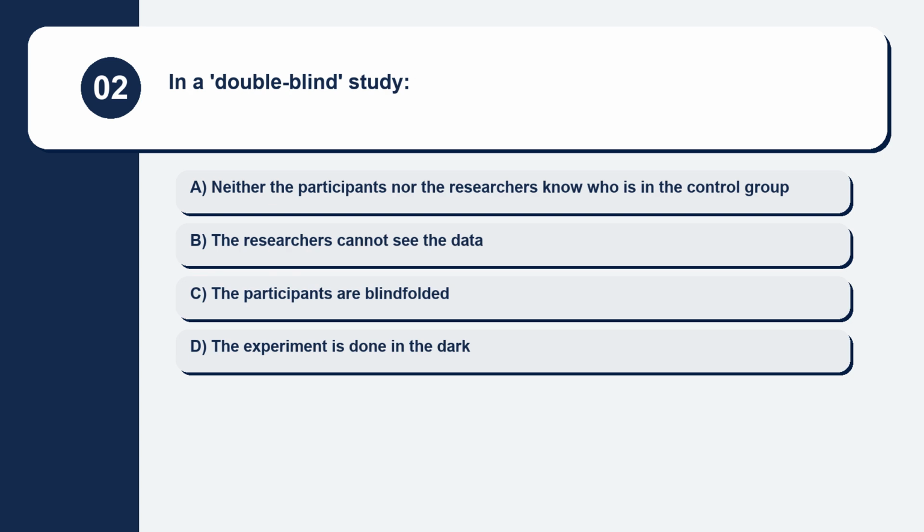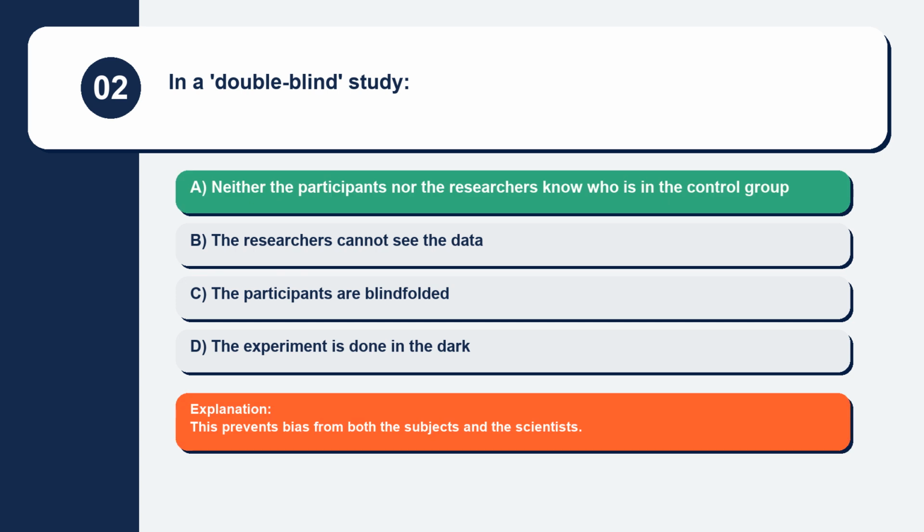Question 2. In a double-blind study, neither the participants nor the researchers know who is in the control group. The researchers cannot see the data. The participants are blindfolded. The experiment is done in the dark. This prevents bias from both the subjects and the scientists.